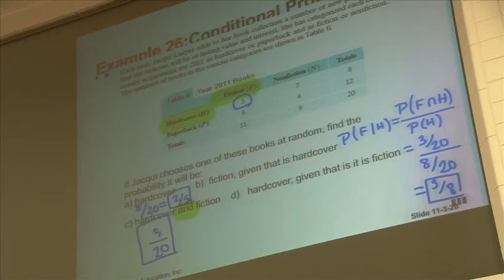We need help. Part D. Okay, again, pay attention to the wording. What's the probability of choosing a hardcover given that it is a fiction book? Okay, let's write it out mathematically. So the probability of H given F. So we're doing it in the reverse order that we did in part B. So probability of H intersect F, so hardcover and fiction, divided by the probability that it is strictly fiction.